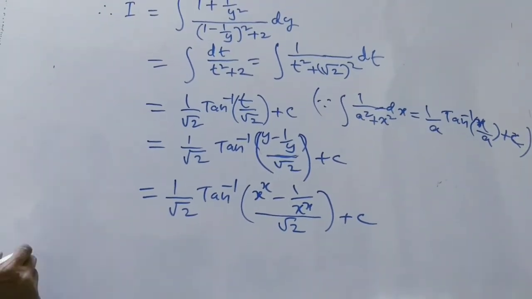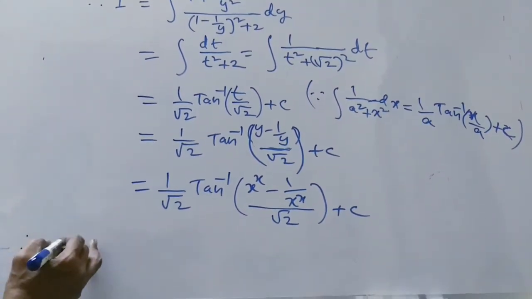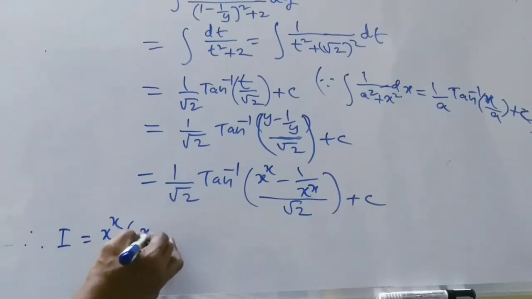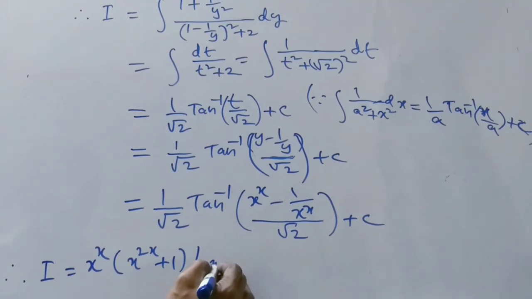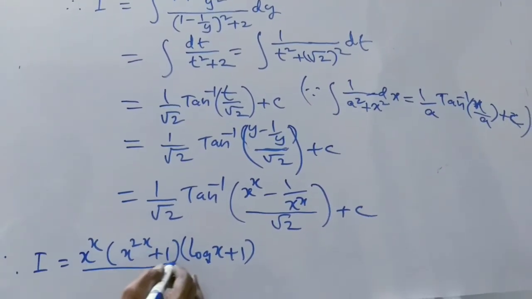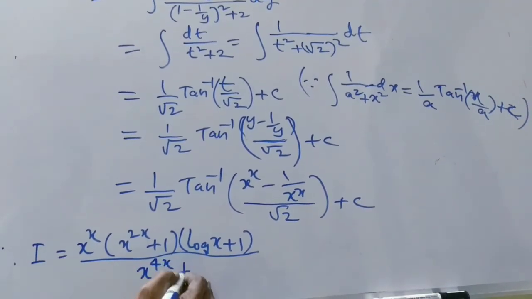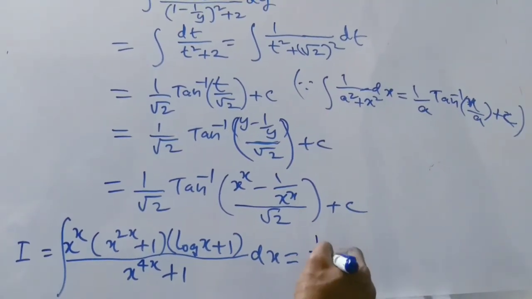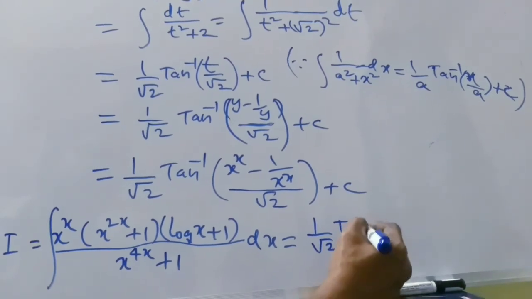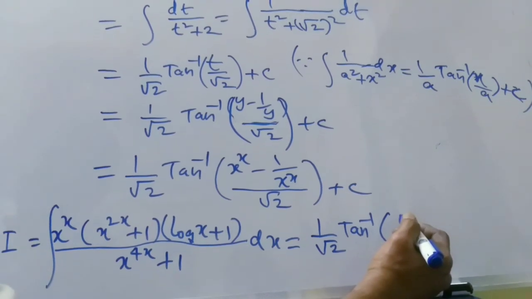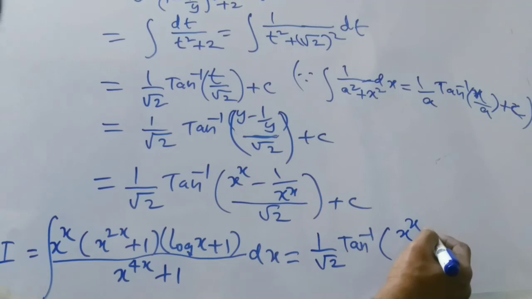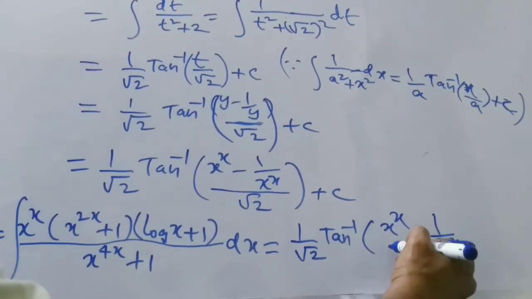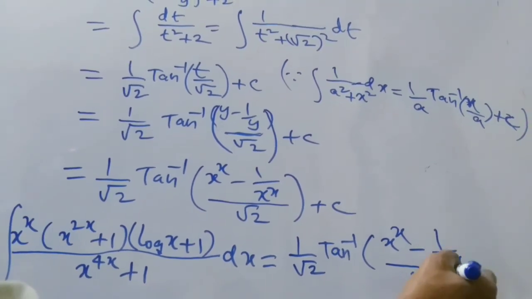Therefore, I, which is the integral of x to the power of x into x to the power of 2x plus 1 into log x plus 1, whole divided by x to the power of 4x plus 1, dx, is equal to 1 by root 2 tan inverse of x to the power of x minus 1 by x to the power of x, whole by root 2, plus c.